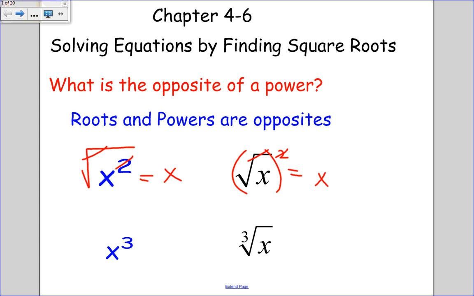Now, this one over here. If I give you x cubed, how do I get rid of that power of 3? The cube root. Do you see the power and the root now cancel each other out, and I'm left with just an x? How do I get rid of the cube root? Cube it. So when I cube it, that's going to give me x. Do you understand that that's the opposites? They cancel each other out. Powers and roots cancel each other out. Exponents and roots cancel each other out.